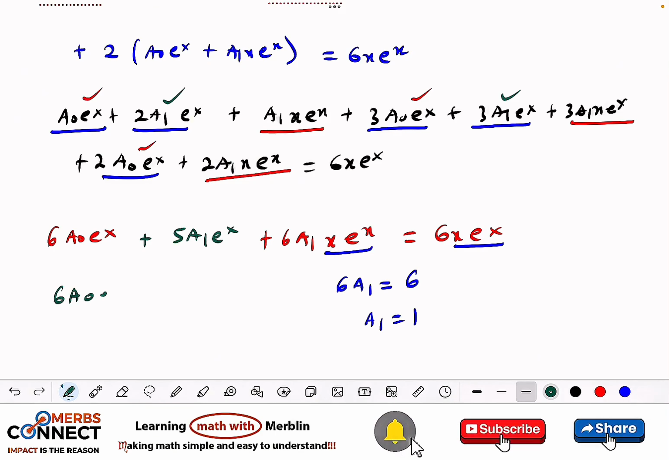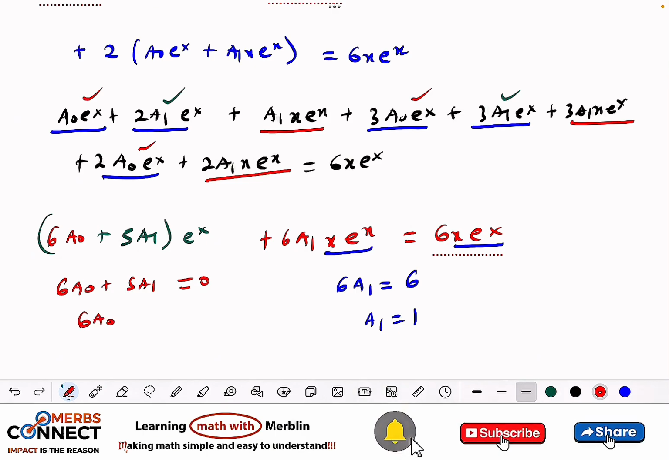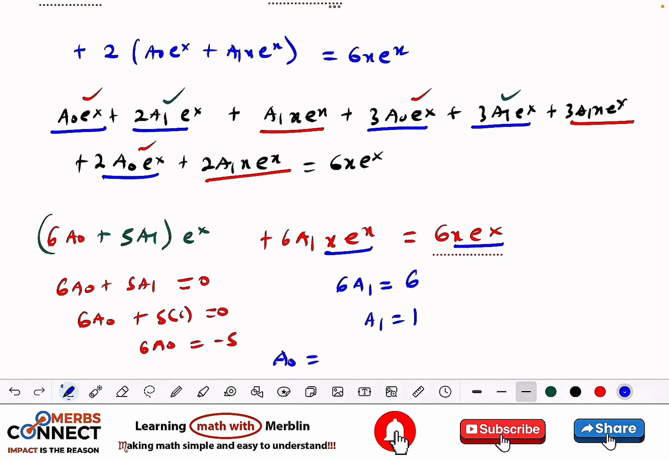So now the constant term, let me write the constant term. I should have factored e to the power x out. So let me do that. Factor e to the power x out, and we are going to have something like this: 6a naught plus 5a1 times e to the power x. So we don't have any term here with e to the power x, so we assume that the coefficient is 0. So this is going to give us 6a naught plus 5a1, which is equal to 0. a1 is 1. So 6a naught plus 5 times 1 is equal to 0. 6a naught is equal to minus 5. And then a naught is going to give us minus 5 over 6. Good. So this is now right.